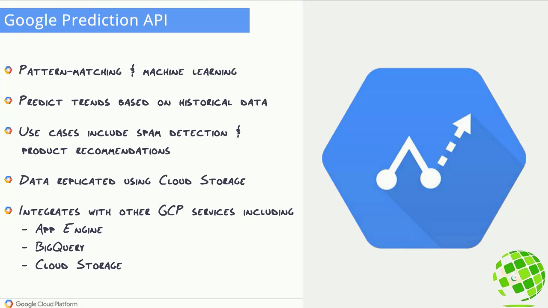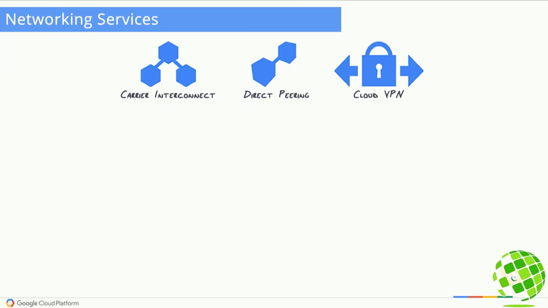We can do churn analysis. We can do suspicious activity identification. There's a lot of neat things you can do here with the Prediction API. And of course, it integrates well with other GCP services where our data might live, BigQuery and Cloud Storage, to name a few. We also have a nice range of networking services.